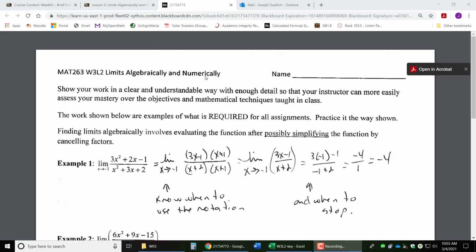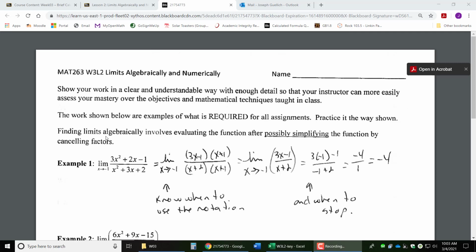Okay, so we're doing limits algebraically and numerically. So let's take a look at things. There is a lot of writing that is required for this. If you review the learning objectives, you'll see they all emphasize the notation is important. So that's what you're looking at here.